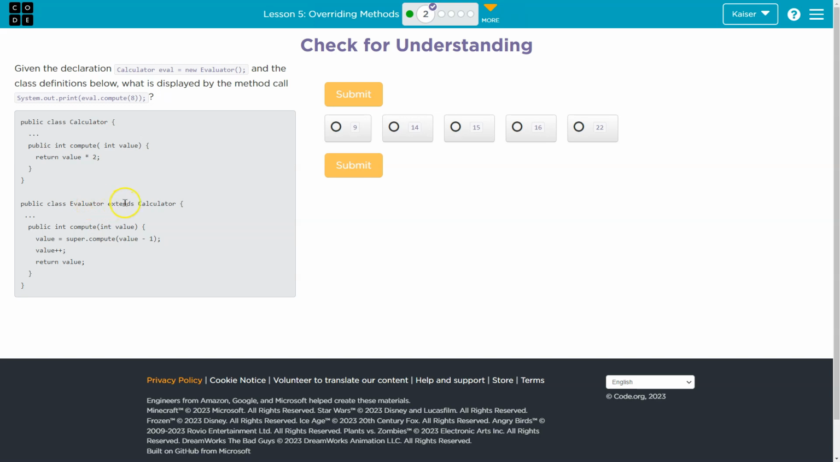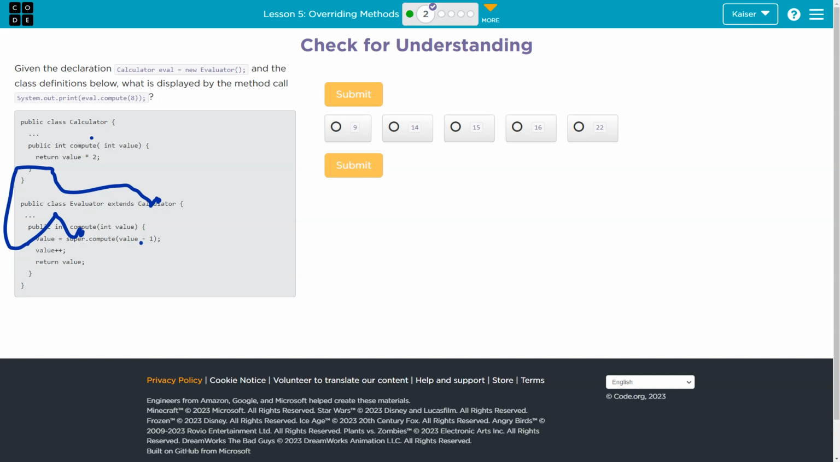All right, so our evaluator class extends the calculator, okay? And then here we are, public int compute, we pass it a value. Value is going to be equal, now let's keep in mind, what does super mean? Super tells the computer, hey, look above my class. And it says, what? What's above? We're extended from calculator. So this really says calculator.compute. Well, perfect, compute. So now we're going to pass it our value.